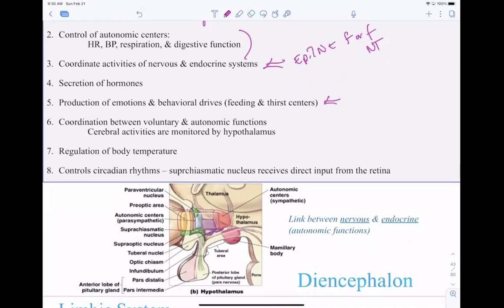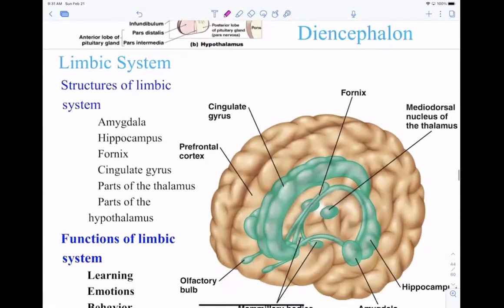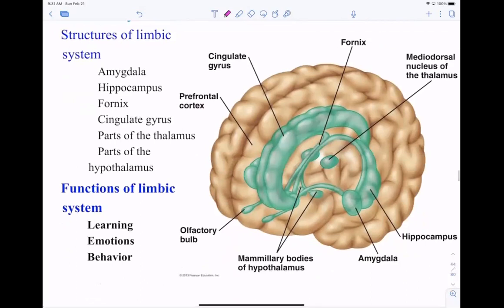There's also autonomic functions, regulation of body temperature and circadian rhythms, right? So when you wake up and when you go to bed. These are all in the hypothalamus, in addition to it being part of your limbic system, which is your emotional brain, and your learning and behavior. So it's not a mystery why when you're super stressed out, your limbic system is dealing with the emotions of stress, and that's why it's very hard to learn when you're stressed out. It's also why it's hard to control your behaviors when you're stressed out, right?